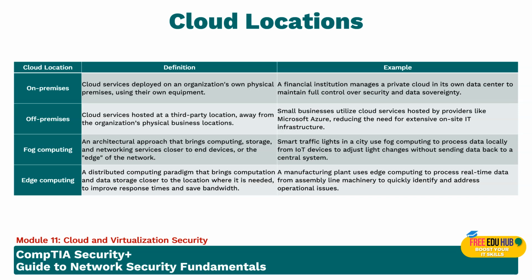So we'll be looking at different cloud locations: on-premises, off-premises, fog computing, and edge computing. If we are talking about on-premises, it's cloud services deployed on an organization-owned physical on-premises data center that you would own or your organization would have. This model refers to deploying IT infrastructure in-house within your organization and physical premises. Essentially, the organization owns, operates, and manages the servers and infrastructure.